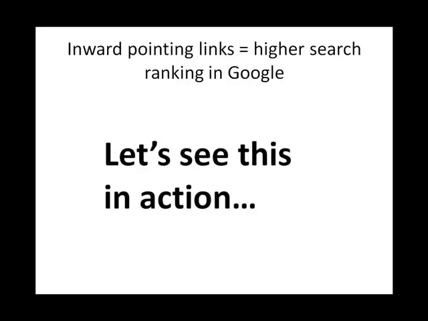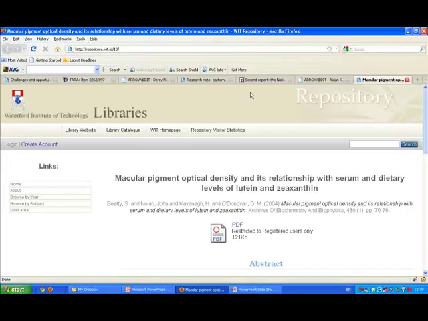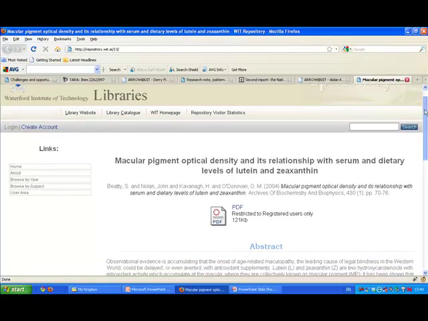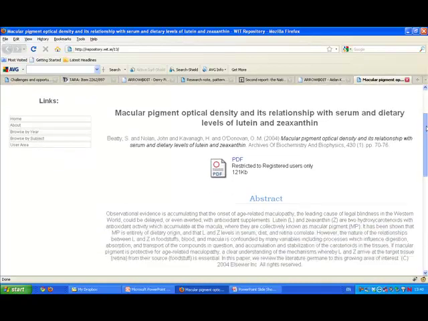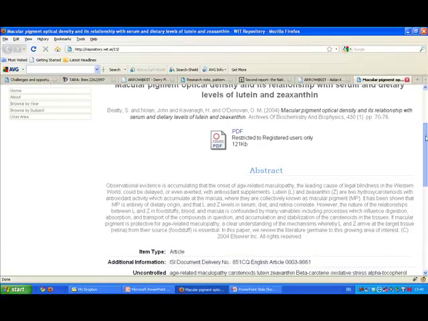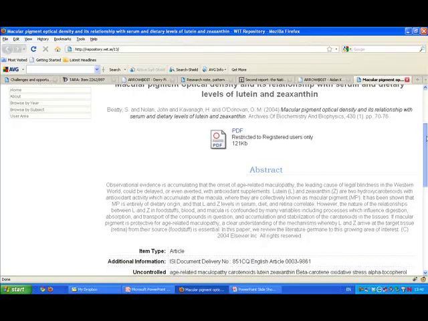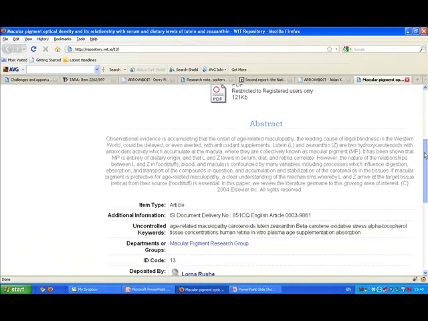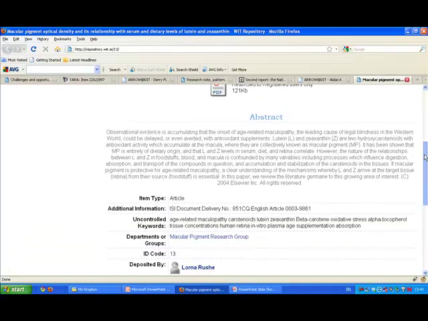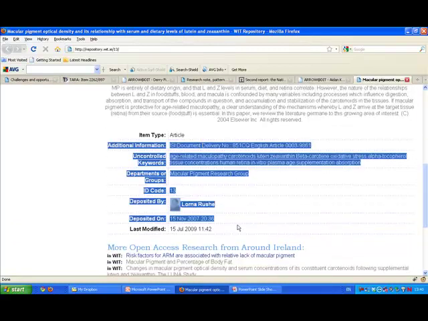So let's look at some examples. This is a page from our own repository in WIT. We're looking at a page about macular pigment optical density, and it's a specialist research group that we have here in WIT. I'm just showing you the layout of a typical page in a repository. There is a link at the top to the paper itself. In this case it's restricted due to the policies of the journal to which they published. An abstract and other relevant metadata here.